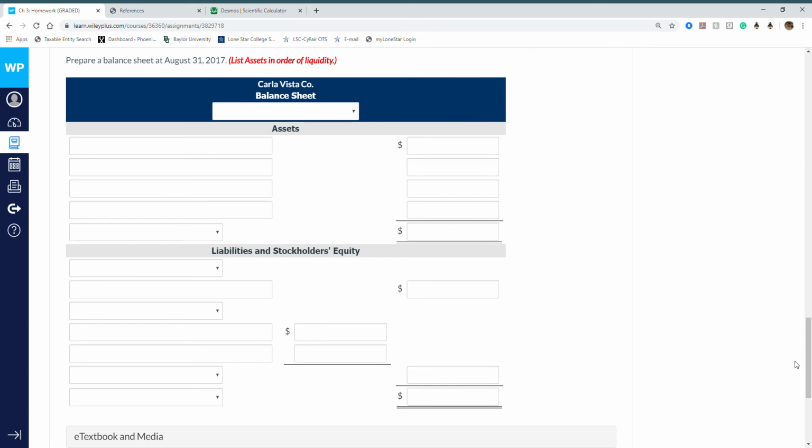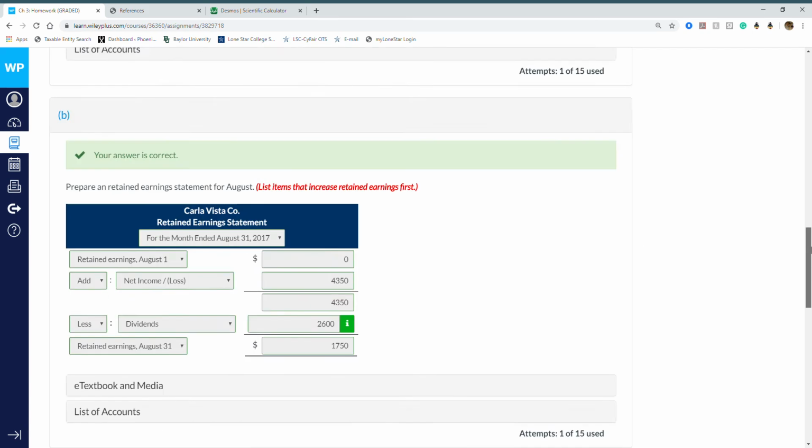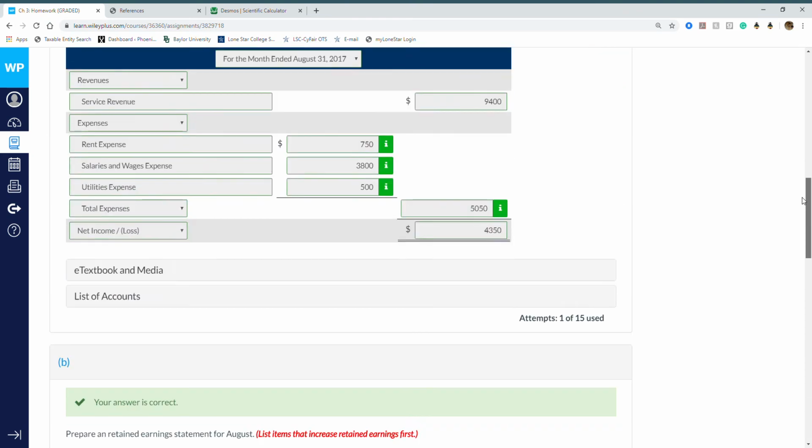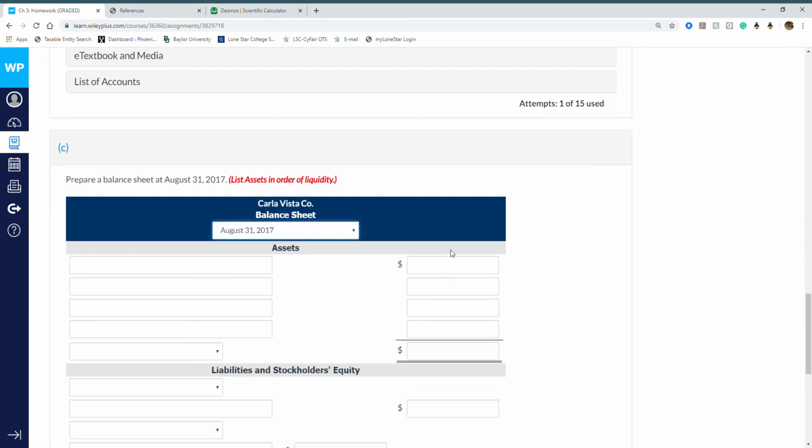Now it looks like they don't want a classified one, which is fine. So all we do is look up our assets. Up here, we have cash, accounts receivable, supplies, and equipment. So cash. Accounts receivable, supplies, and equipment. This is really all we're doing. We're creating the financial statements based on this.